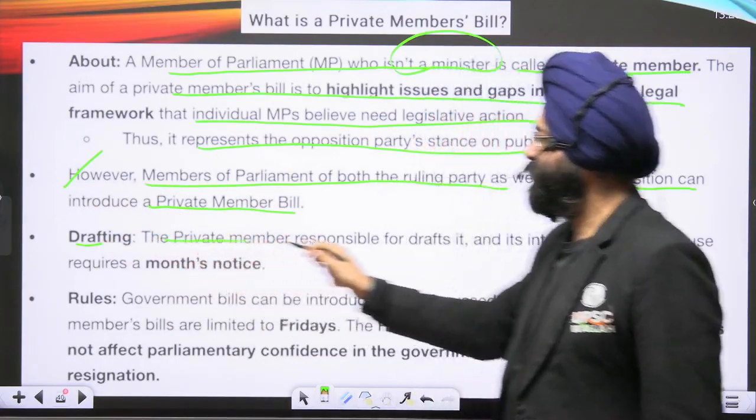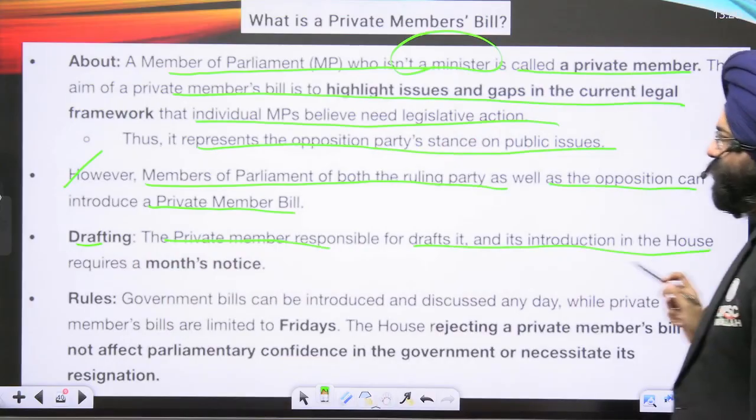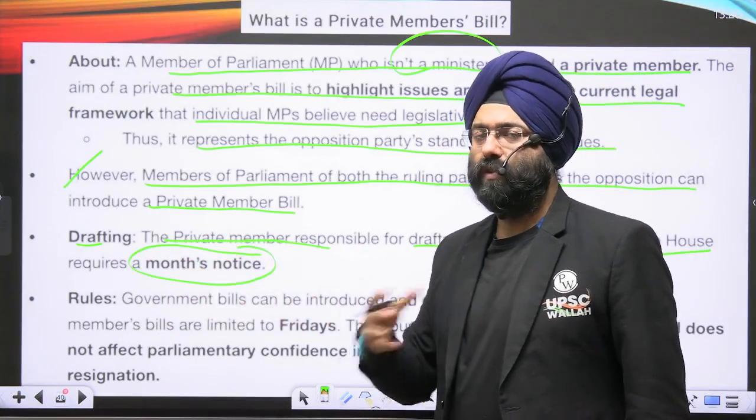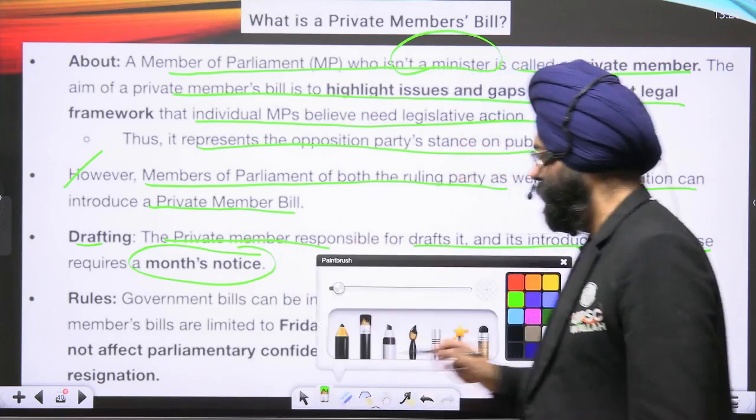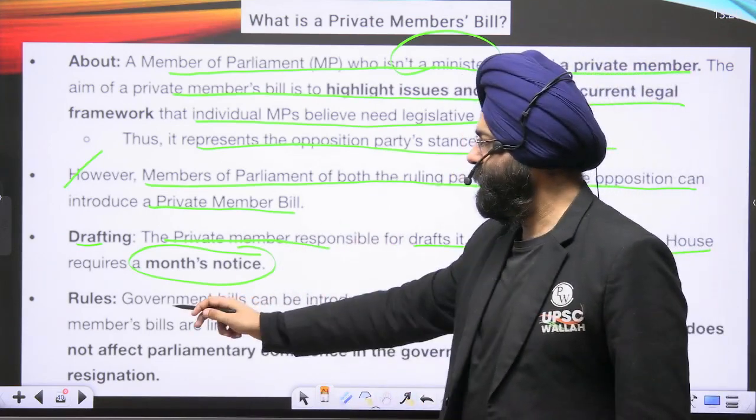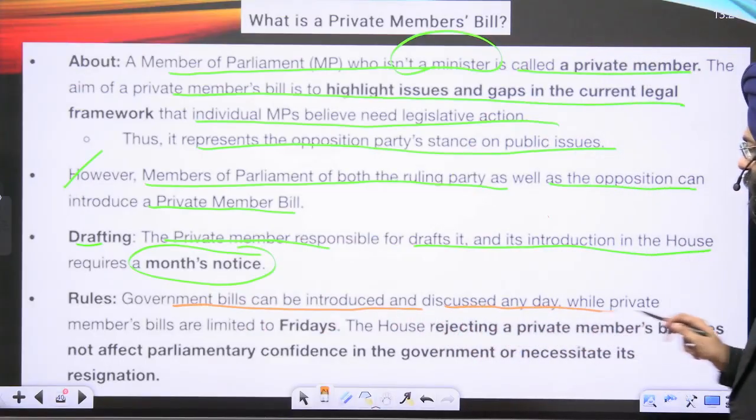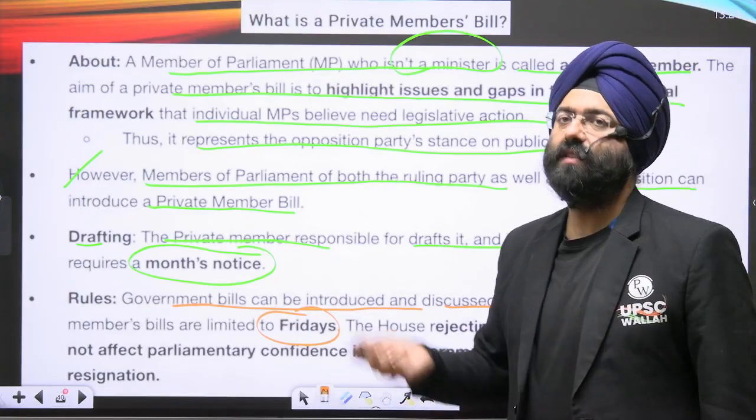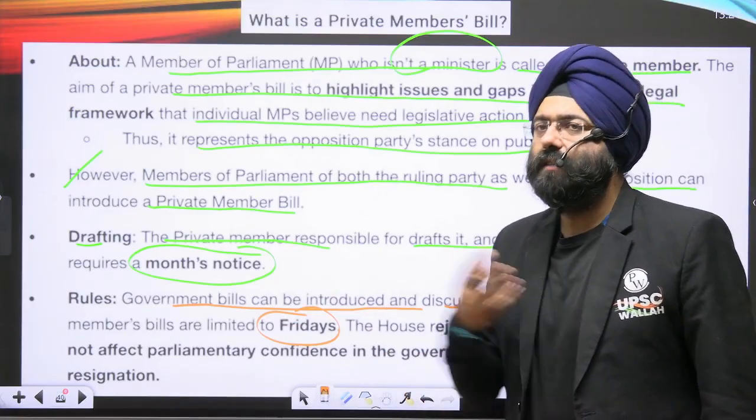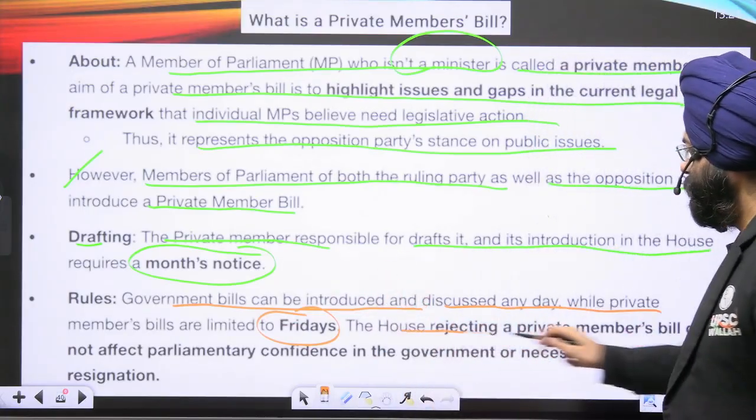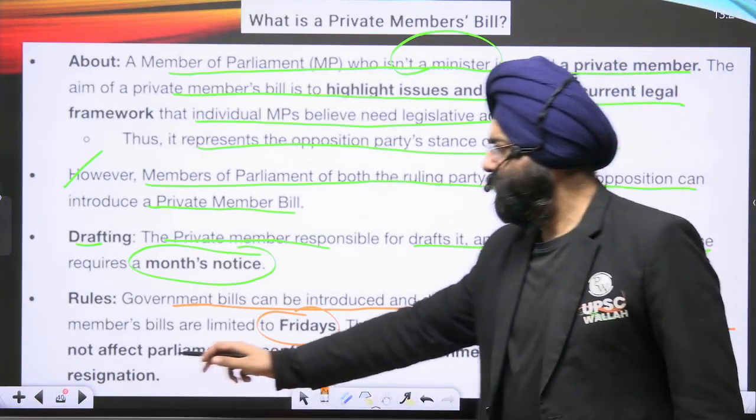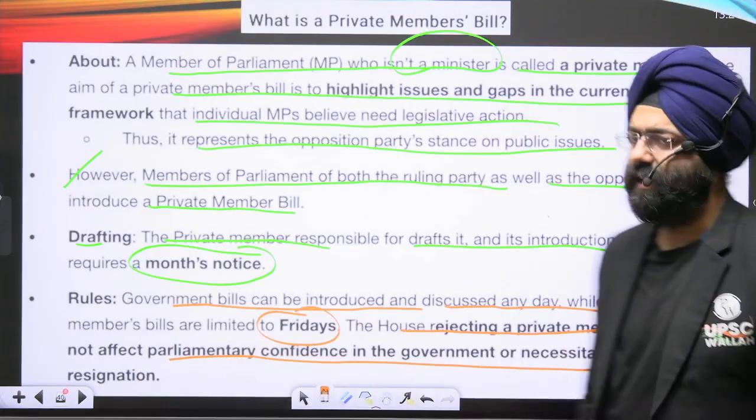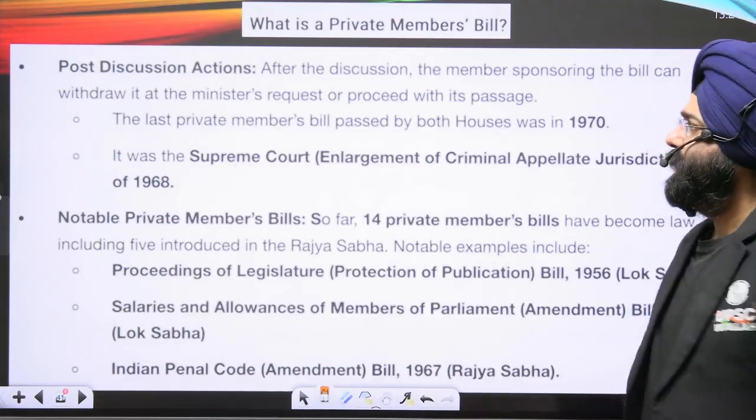Drafting: the private member is responsible for drafting it, and introducing it requires a 1 month notice. So before you introduce it, you give a 1 month notice that you will be introducing this particular bill. Rules: government bills can be introduced and discussed on any day, while private member bills are limited to only Fridays. Otherwise, everybody will start introducing bills and it will become cumbersome to discuss the topics. The House rejecting a private member bill does not affect the parliamentary confidence of the government and does not necessitate any resignation either.